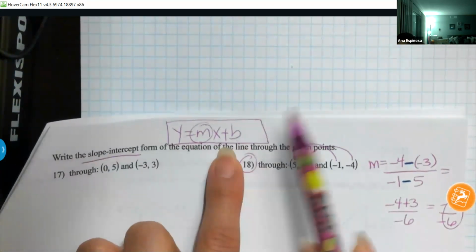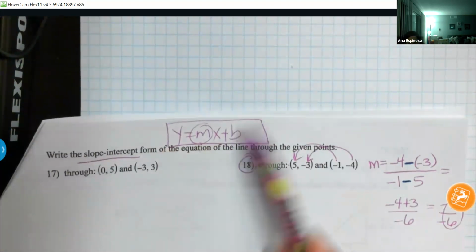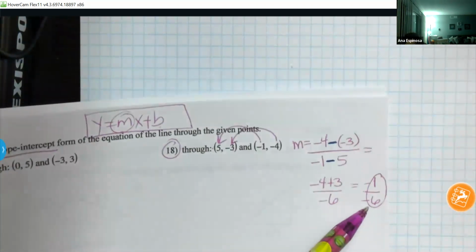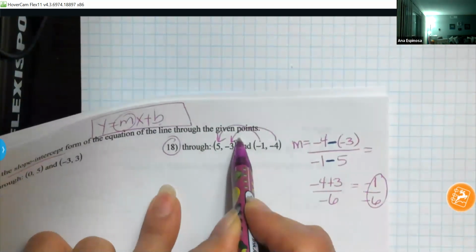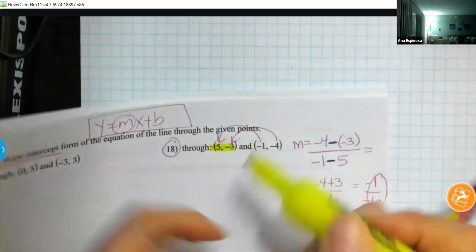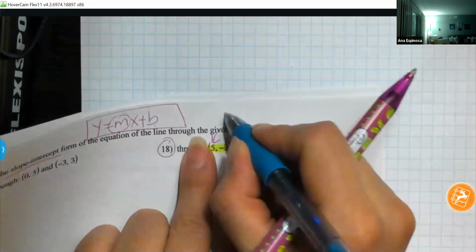To find B, you can plug in the M and pick a point, but then you're going to have to deal with fractions because this is a fraction already. This is 1/6. So I don't want to deal with fractions. I am going to pick a point. I'm going to choose this one because it has the least amount of negatives. And I'm going to use the point slope formula.